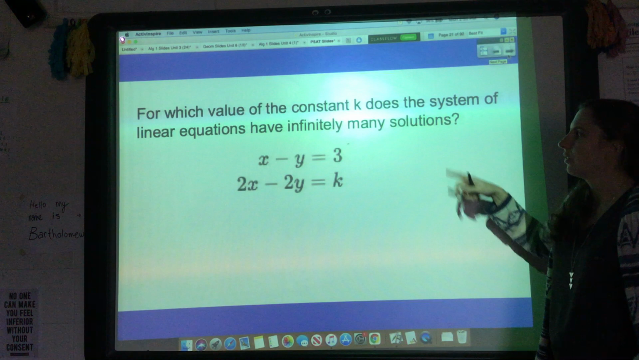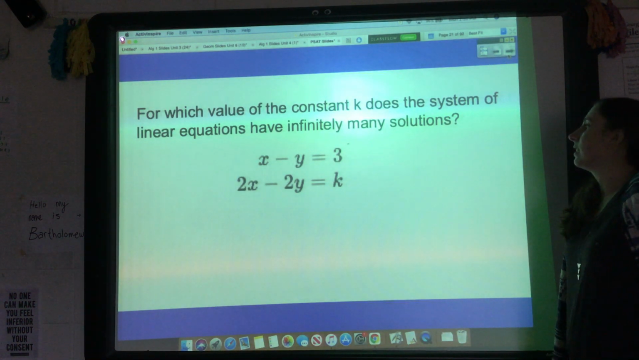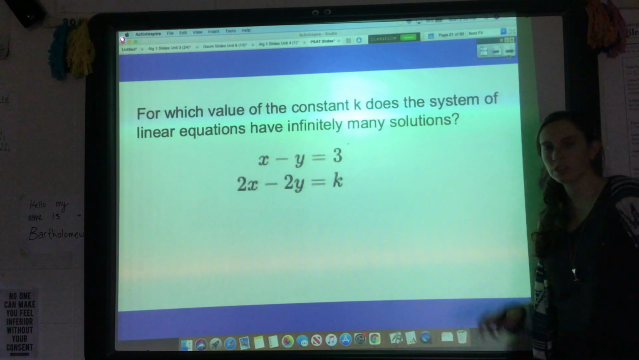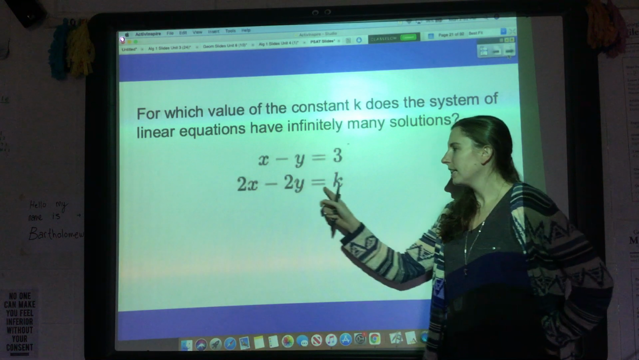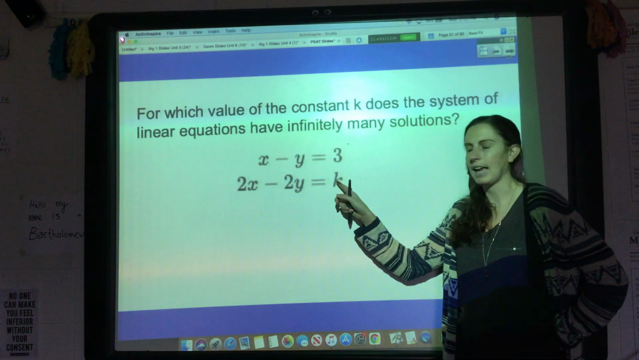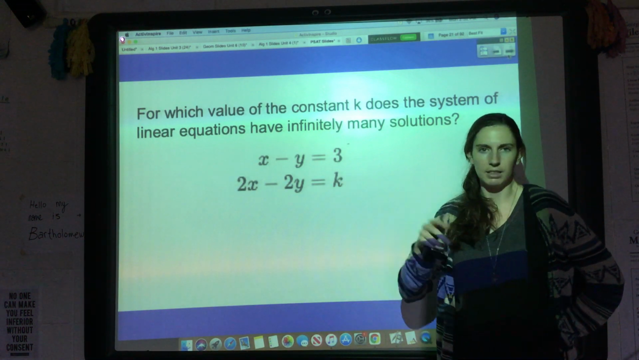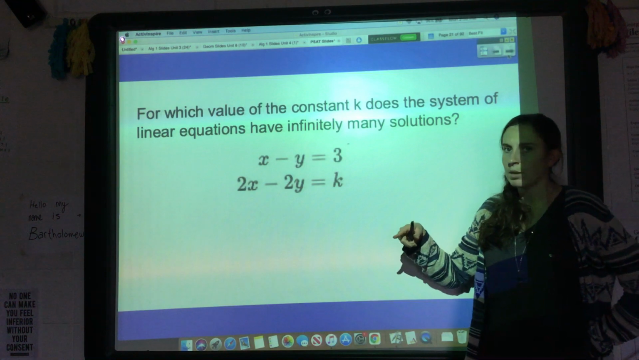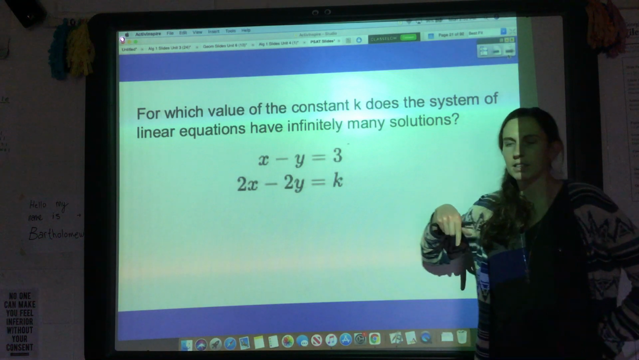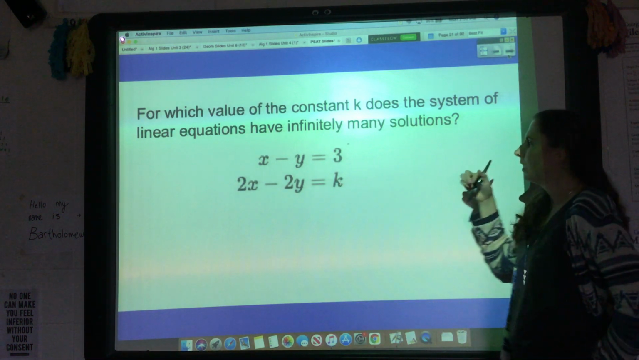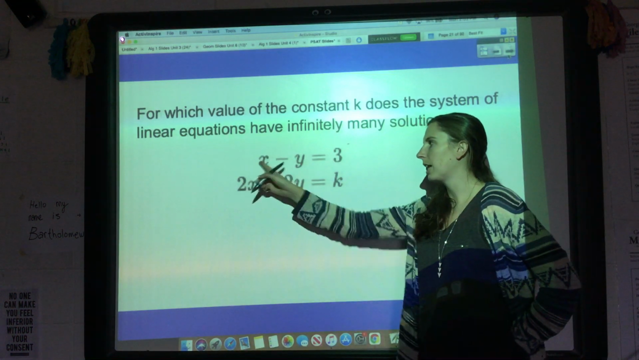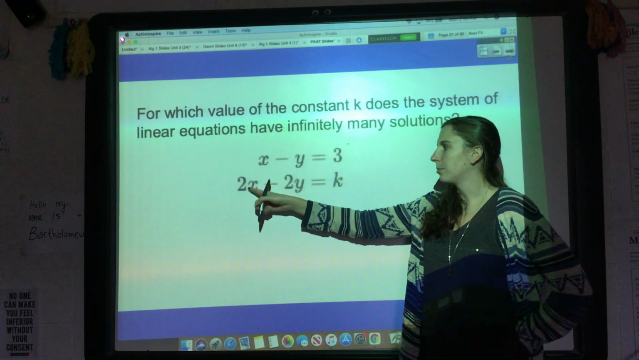This problem asks, for which value of the constant k does the system of linear equations have infinitely many solutions? So you'll notice in this system, it didn't actually give you the last number here. It just left a letter k, and it's a constant k, meaning it's by itself. This is supposed to be a number, but they put k in, and they're basically asking, if this were going to have infinitely many solutions, what would k have to be? So think about if I were going to use elimination. What would I need to multiply this equation by in order to get it to match up to this one?